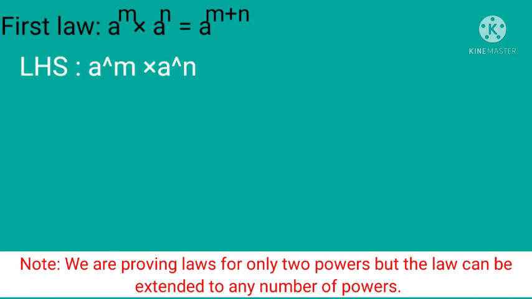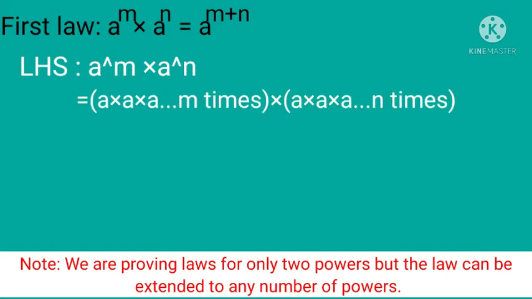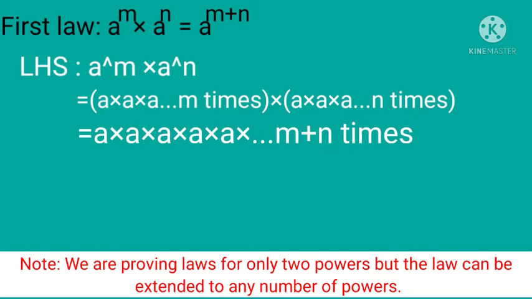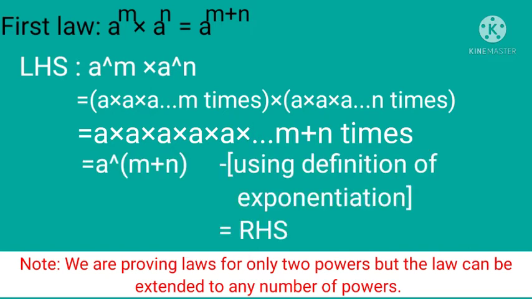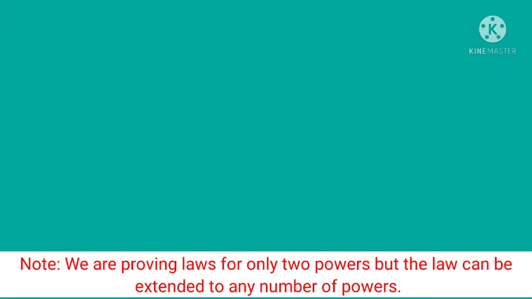Proof. In LHS we have a to the power m multiplied by a to the power n. Using the exponential rule, we can write a to the power m as a into a up to m terms, and a to the power n as a up to n times. Thus, we get a multiplied by a up to m times plus n times, which can be written using the exponential rule as a multiplied by a multiplied by a up to m plus n times, which can be written as a to the power m plus n, which is the RHS. Hence, law 1 or first law is proved.